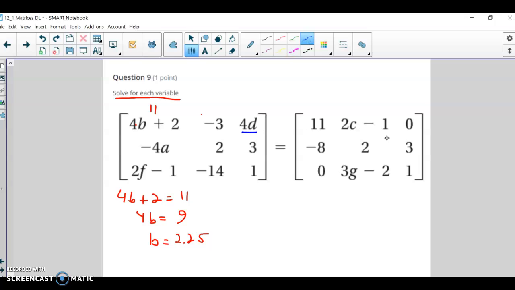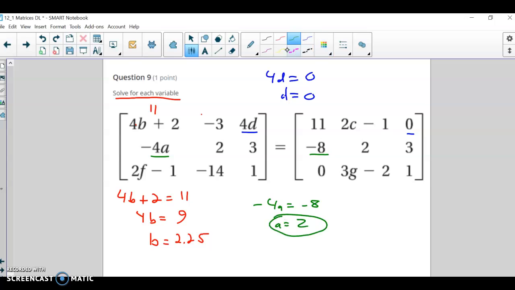So here's D, and that's in the upper right-hand corner, so 4 times D has to be a 0, which means D would have to be 0, divide by 4. All right, and then negative 4a corresponds with that one, so negative 4 times a has to equal negative 8. Divide by negative 4, a would be 2. All right, so we can get another color here, and so that's a.